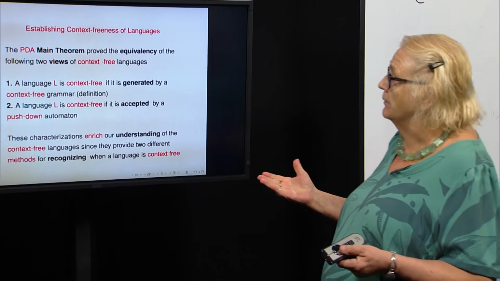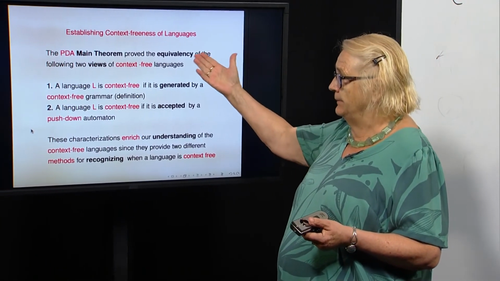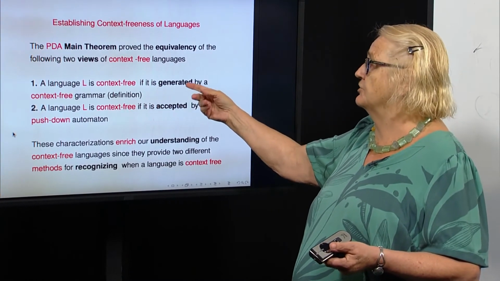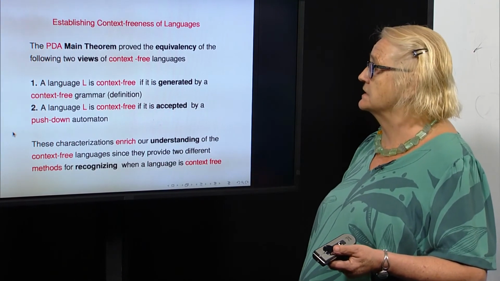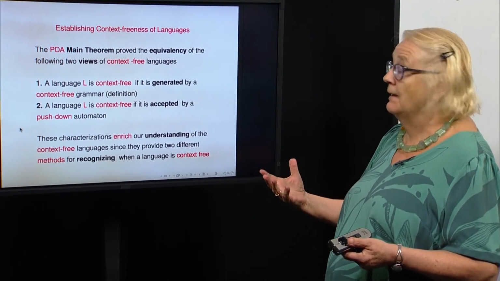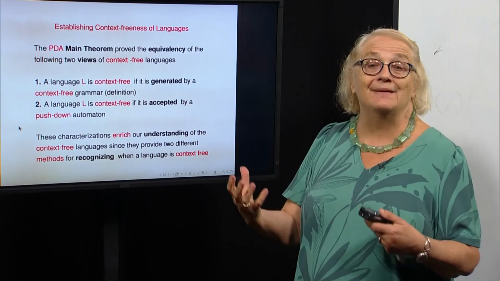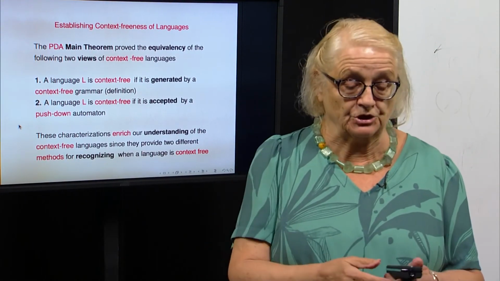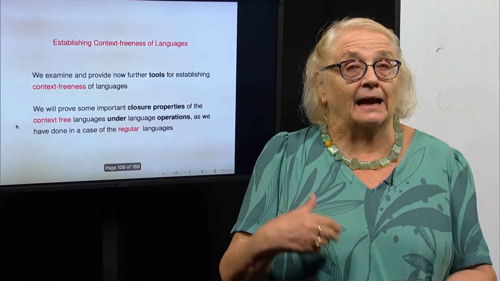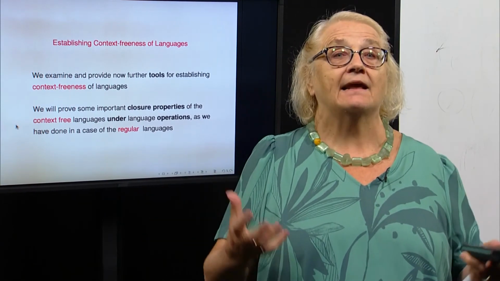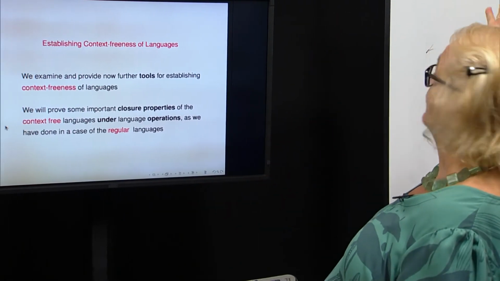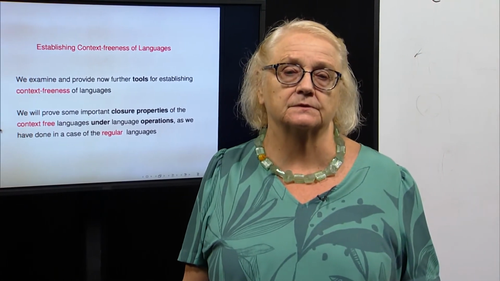So we have the main theorem proving equivalence, that a language is context-free if it's generated by a context-free grammar and vice versa. That enriches our understanding of context-free languages, because it provides two different methods of recognizing if a language is context-free. But the problem is how to recognize that a language is not context-free. Of course, we will want to have some kind of pumping lemma for context-free languages.